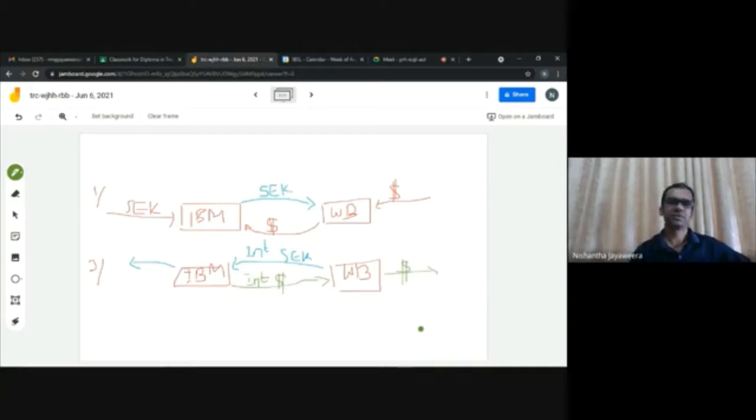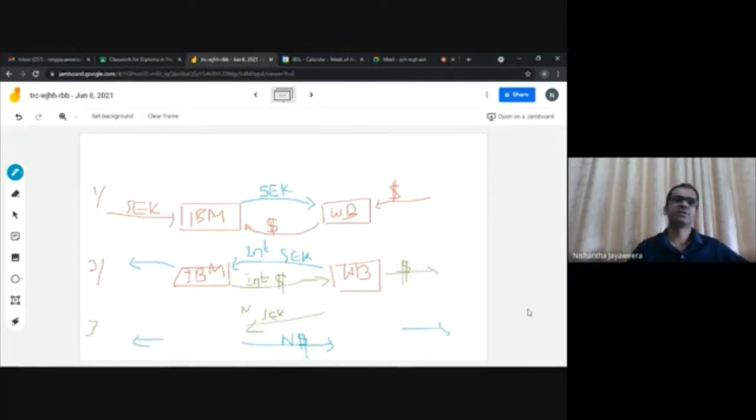That's what happened. On the maturity, same. World Bank will pass the principal amount in SEC, the notional amount. IBM will pass the notional amount in dollars. And the World Bank can pass it to the lender. IBM can pass it to the lender.